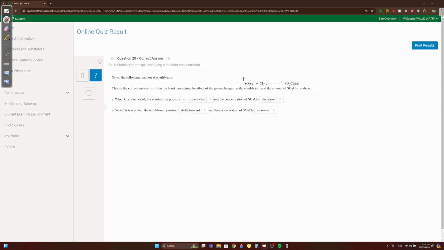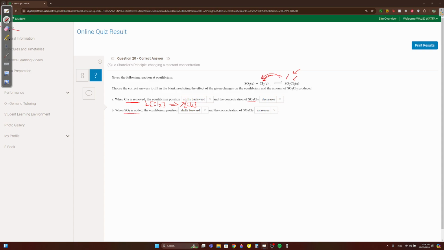You have this reaction. Okay, if you remove Cl2, meaning you're decreasing the concentration of Cl2, how would the system oppose it? How would it counteract? It will have to increase Cl2, right? How would it increase Cl2? It will have to move towards Cl2. So it's going to shift backward, right? We want more Cl2. So where's the system going to go? Again, it's not going to go forward because there's no Cl2 in the forward. So it's going to go backward towards the Cl2. And if it's going to go backward towards the Cl2, what's going to happen to SO2Cl2? It's going to decrease because I'm going backward, right?